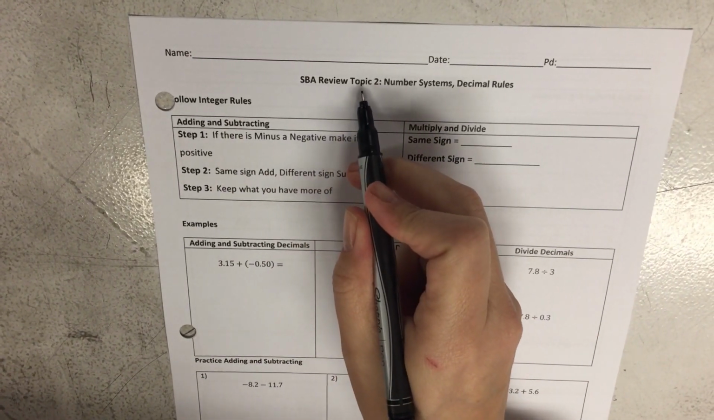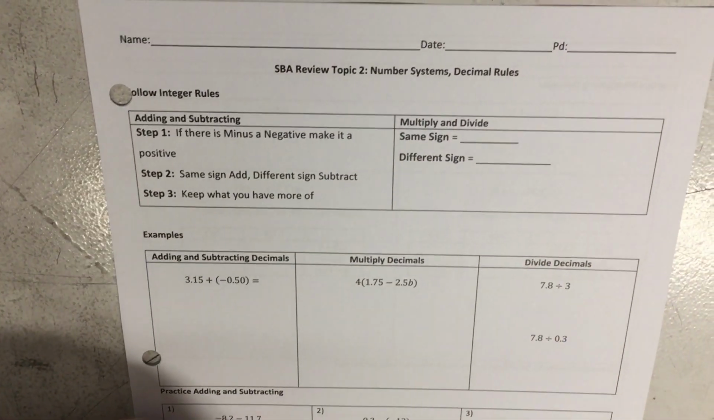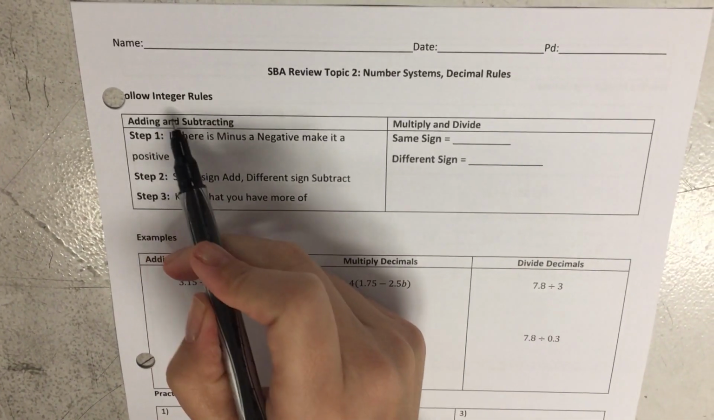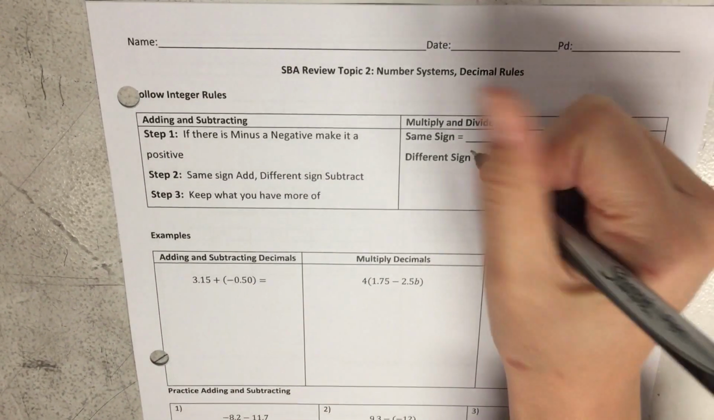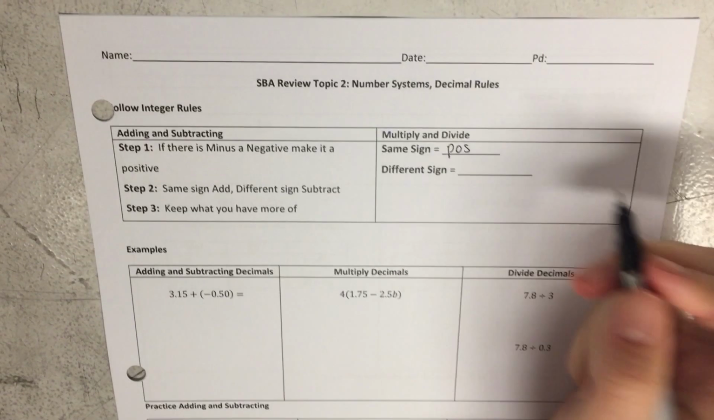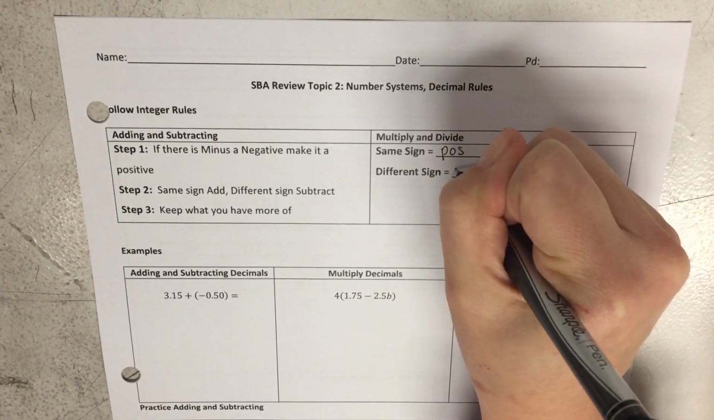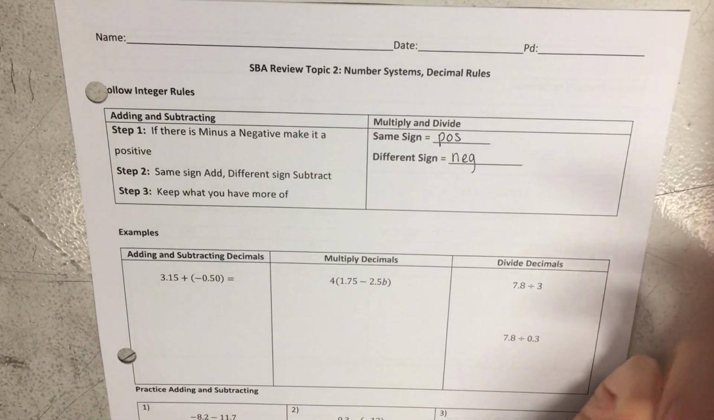SBA review topic 2 is on number systems, but a review about decimal rules. So we still need to follow our integer rules from the last lesson. I'm not going to go over these again, but we're just going to fill in that same signs for multiplying are positive, different signs would be negative. And we can use these as a reference as we work.